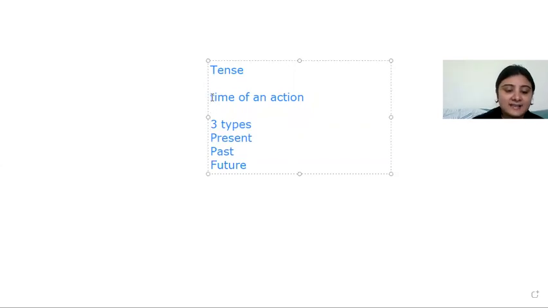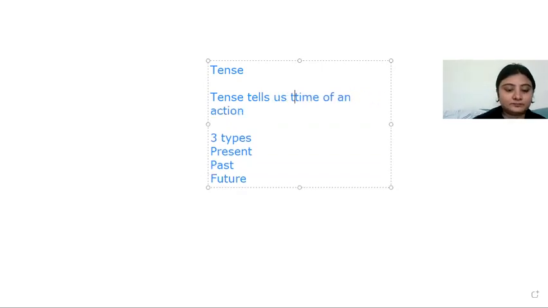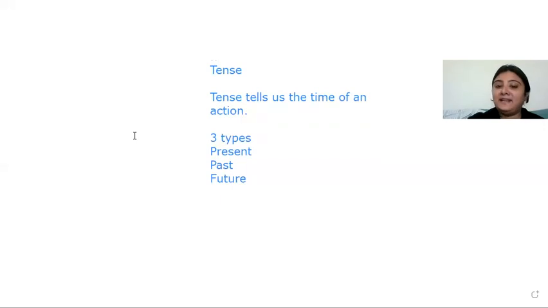Tense tells us the time of an action. So whether the action is happening now or it has already happened in the past or it will happen in future. So there are three types of tenses. What are the three types? Present, past, and future. These are the three types of tenses.